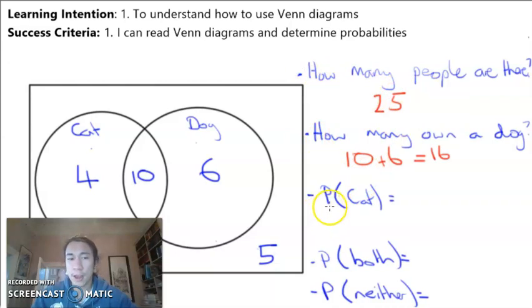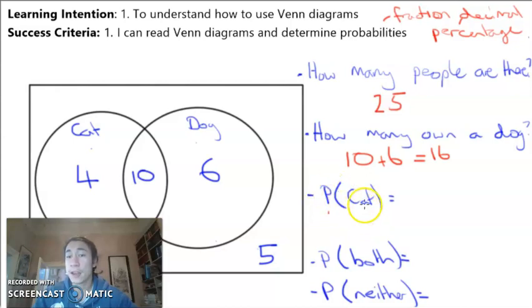So these first 2 questions were how many people, and now we're getting back to what we've been learning about, which is probability. What is the probability of picking someone at random and they own a cat? So this is where you think, well, if it's probability, I want it to be a fraction or maybe a decimal or a percentage. Every time you see the word probability, or P or PR, you should immediately be thinking it'll be a fraction, a decimal, or a percentage, because that's how we write probability.